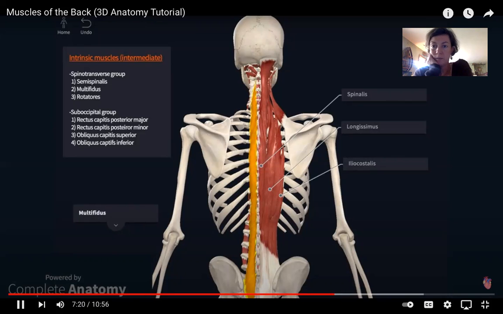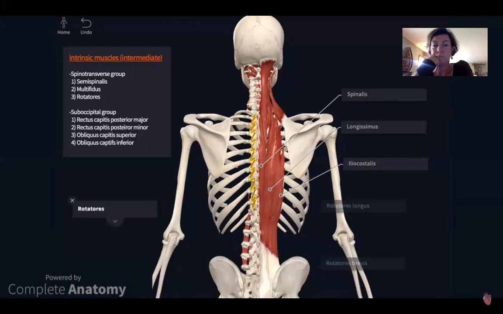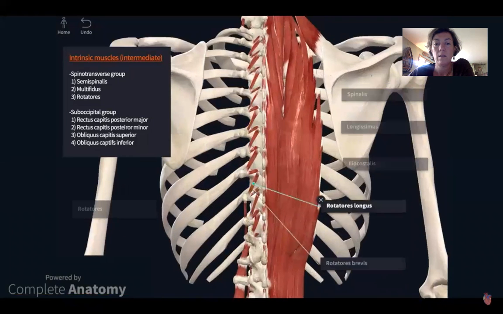Multifidus is primarily located on the lamina of the vertebra, though it expands to cover the sacrum at the most inferior attachment. The final muscle of the spinotransverse group is rotatoris, which is the deepest of the group. Rotatoris is primarily found in the thoracic region, though it may extend into the cervical and lumbar regions. If we look closer, it is possible to see that rotatoris consists of long and short muscle bellies, where rotatoris longus spans 2 vertebral levels and brevis spans 1.